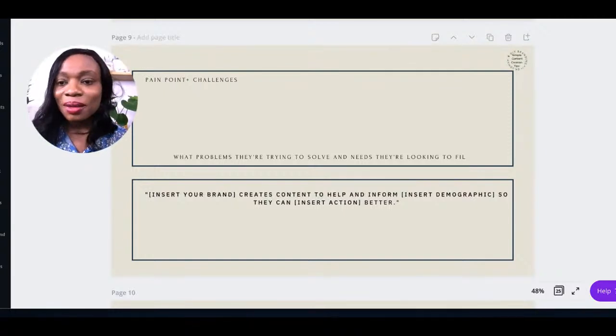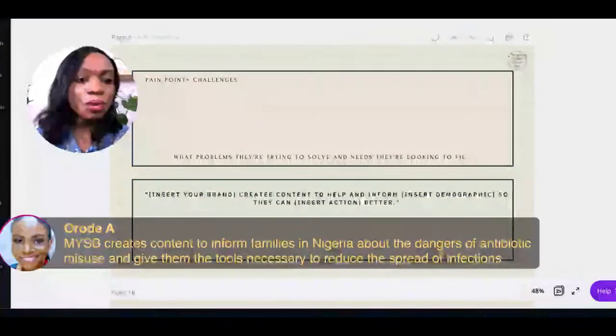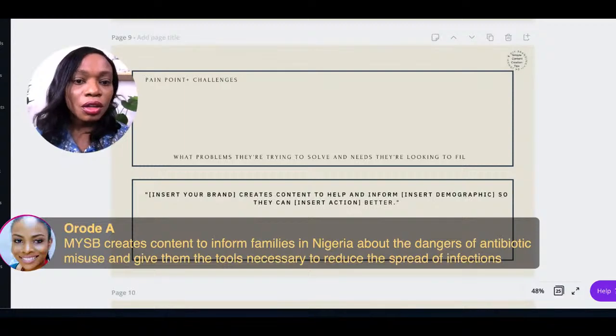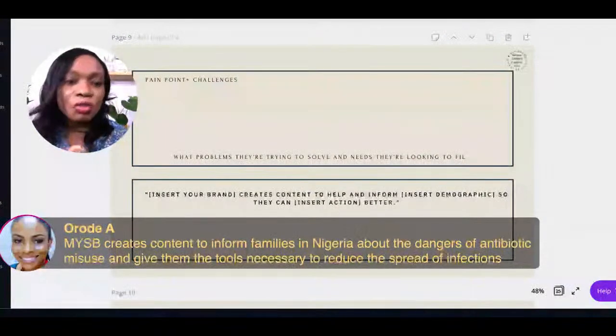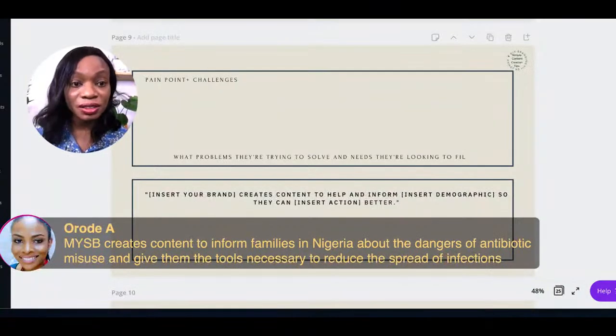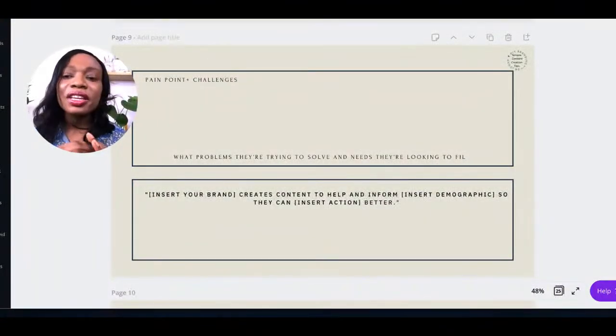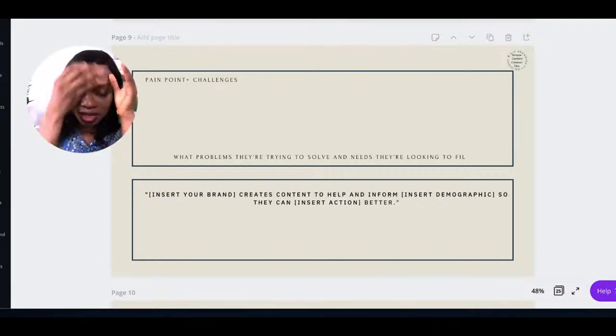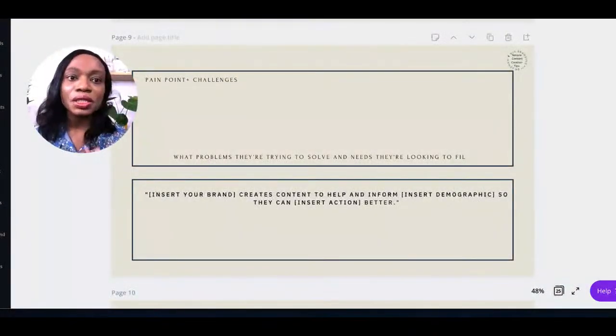Okay, my soapbox, MYSB. I'm going to add it to the screen. So she said, my soapbox informs families in Nigeria about the dangers of antibiotic misuse and gives them the necessary tools to reduce the spread of infection. Perfect. Amazing. So when you're creating content for my soapbox page, you're thinking, okay, this is about antibiotics, but it's also about a way of life. It's also about making them understand that the decisions they make every day are going to influence them negatively or positively.